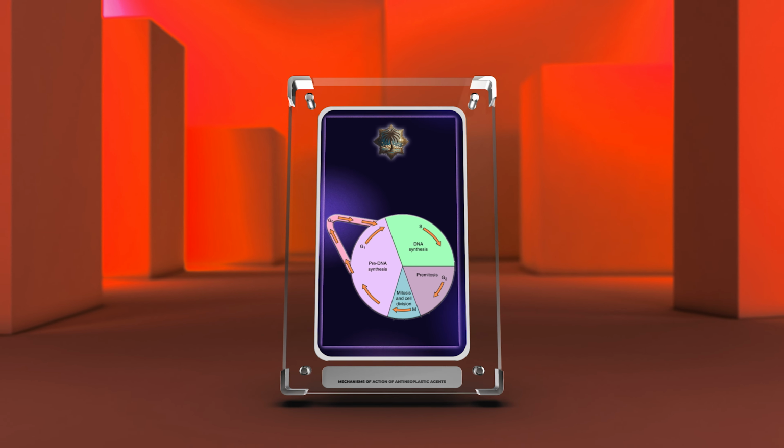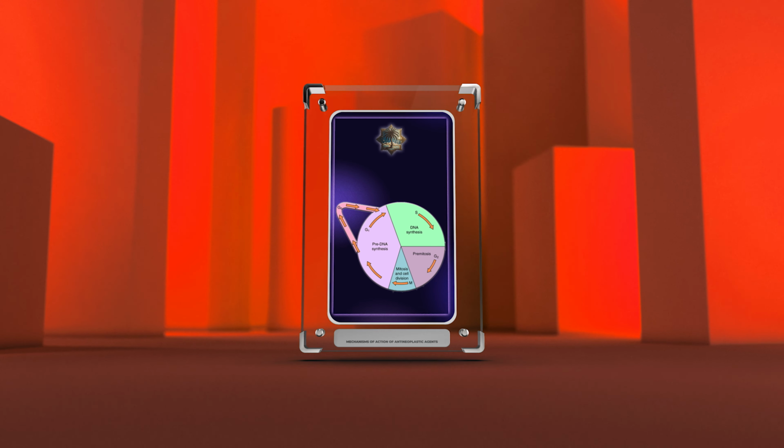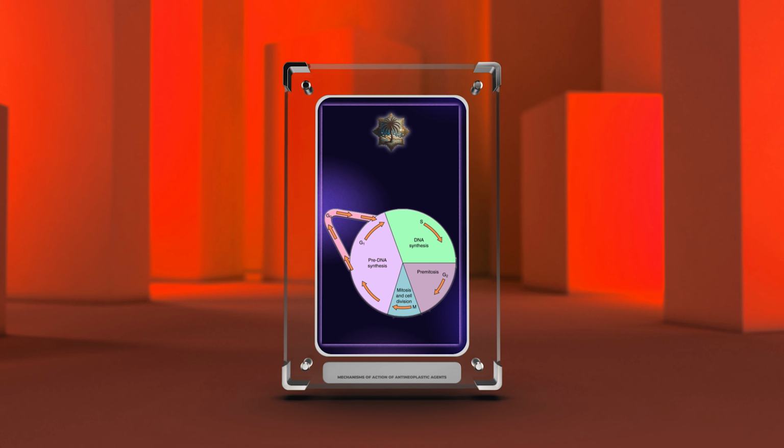Cancer is a complex disease characterized by uncontrolled cell growth and the ability to invade other tissues in the body. Chemotherapy drugs act by targeting different aspects of cancer cell growth and division.